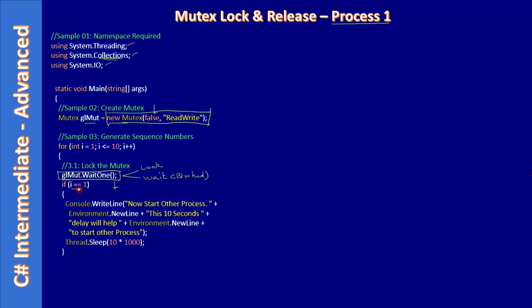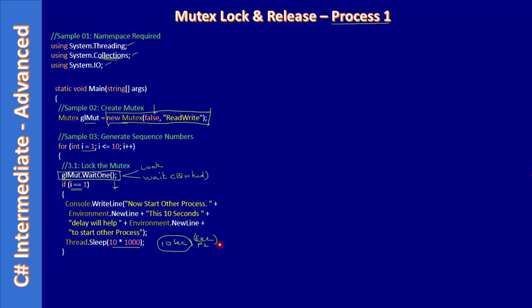So here we check whether this is the very first time we are entering the piece of code. So i equal to 1 means the very first loop. That time we state now start other process. So here we print the statement stating now start other process, and we put a wait of 10 seconds here. This 10 seconds is sufficient to navigate through the file system and run the process2.exe.